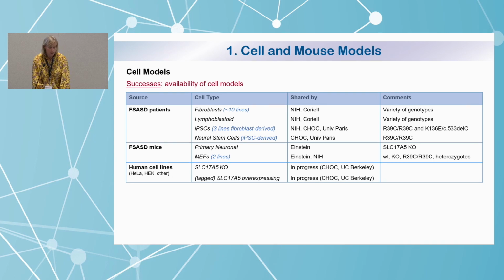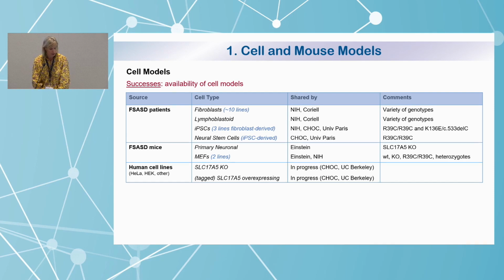collected this group of about 10 human fibroblast patient cell lines, some lymphoblastoid lines, 3 iPSC lines derived from patients' fibroblasts, and which are now in the process of being transformed to neural stem cells, and we're discussing which other cell types or embryo or 3D models we should differentiate these in.